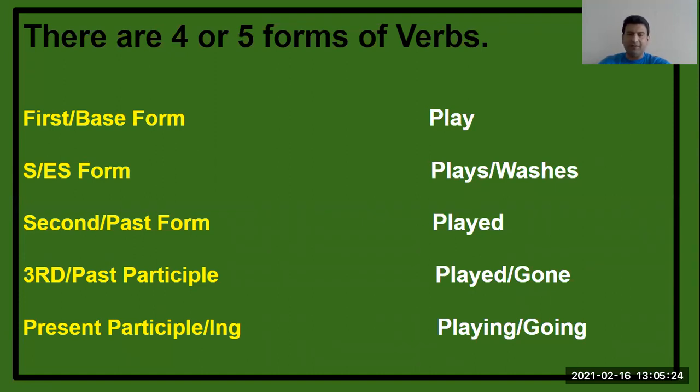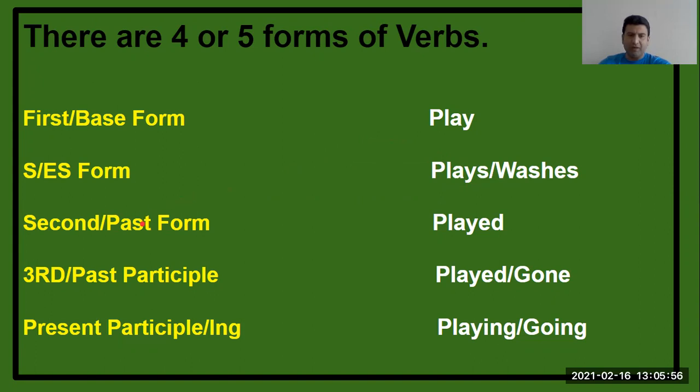So let's look at the first form of the verb, called first form of verb or base form of verb. Example is play. And the next is S or ES form. It is actually also the part of first or base form. And we use S or ES with verbs with he, she, it, or singular nouns. That's why it is called S or ES form. The examples are plays and washes.